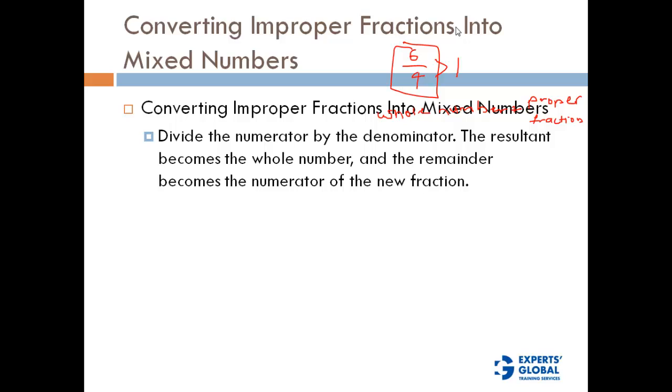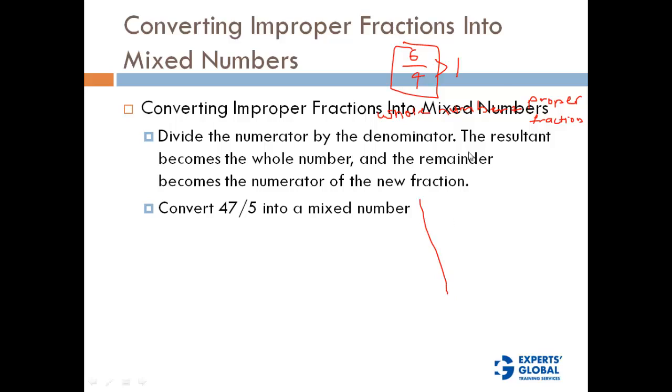So the first thing we do is divide the numerator by the denominator. The resultant becomes the whole number and the remainder becomes the numerator of the new fraction. Okay, so let's look at how we can actually do this. Let's say one example we have is 47 by 5.